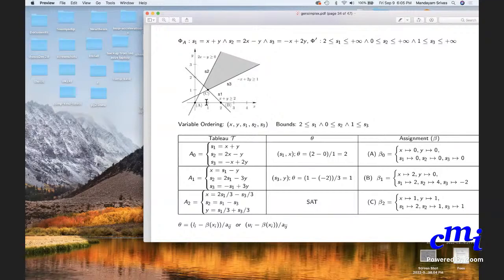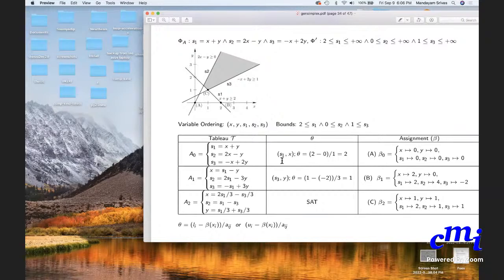Okay, this corresponds to the point A in this picture, and obviously that is outside the solution space, and therefore it violates constraints. Okay, which ones? Both the S1 and S3 constraints are violated. Okay, S2 preserves its constraints.